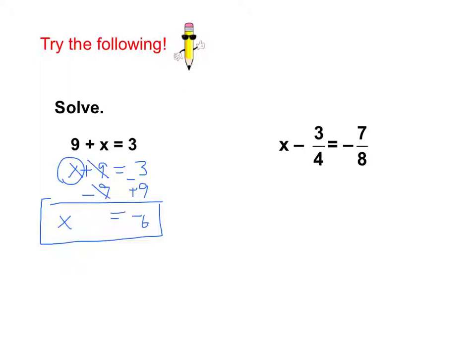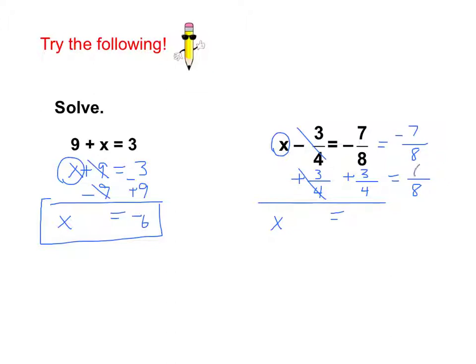My next problem, I'm going to rescue the x by eliminating the minus 3/4 by adding 3/4 to both sides of the equal sign. I rescued the x, I've gotten rid of the 3/4. And now, in order to add these two fractions, I need a common denominator. So my common denominator is 8. So this stays negative 7/8. This one would become 6/8 because I multiplied the top and the bottom by 2. And negative 7 plus 6 is negative 1. So my answer is negative 1/8.